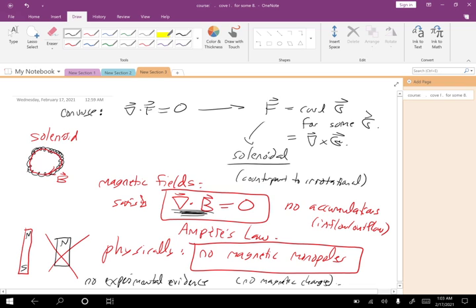So if you're wondering what curls look like or what solenoidal vector fields look like, just think of magnetic fields, and that'll give you kind of an idea of what's going on.